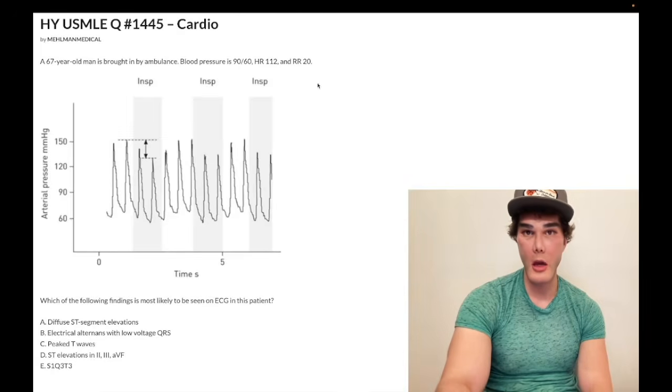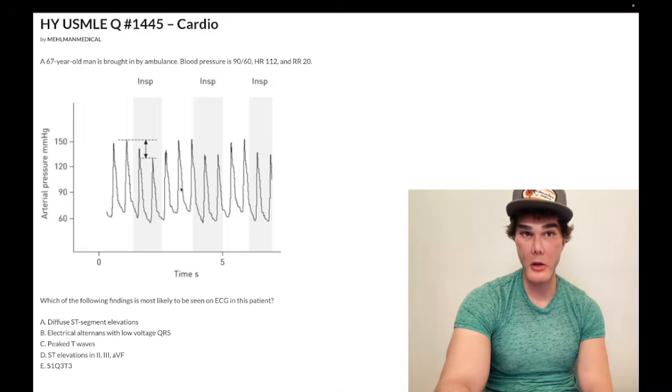How's it going, guys? We have a medium difficulty question for cardio. 67-year-old man brought in by ambulance. Blood pressure is low at 90 on 60. He's got tachycardia 112, tachypnea, respiratory rate of 20. They've got this very recondite, obscure graph here showing you arterial pressure on the y-axis, time on the x-axis, but you can see that there's a drop of blood pressure greater than 10 millimeters of mercury with inspiration.